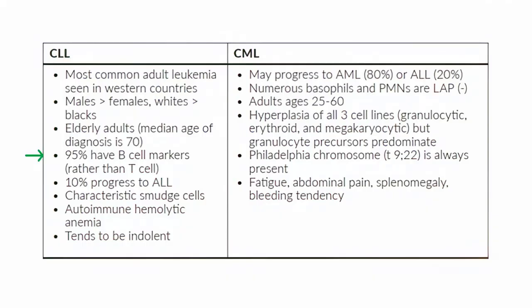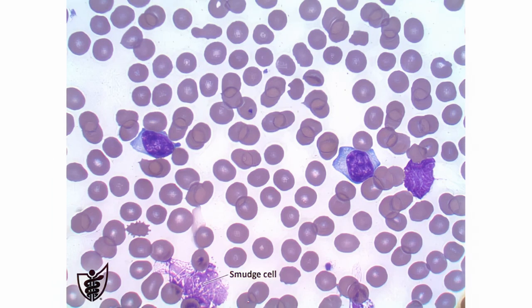Most types of CLL have B-cell markers, so these are going to be B-cell leukemias. And then the characteristic cell in CLL is called a smudge cell. Smudge cells are lymphocytes that instead of having a nice round nucleus, the nucleus is larger and irregular, and the cytoplasm is sort of smeared. It sort of looks like somebody took their thumb and smudged it.